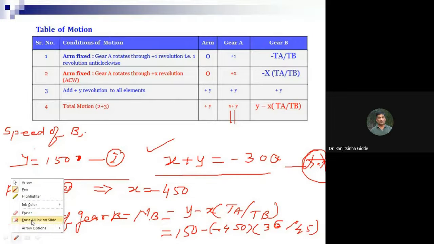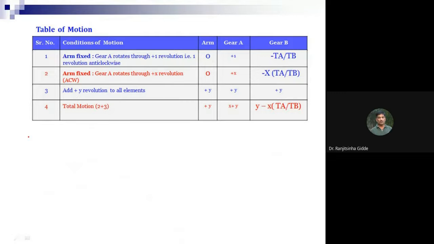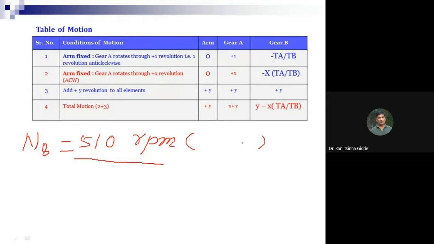So just I will write here the value for that only. So NB is equal to 510 RPM. Positive means, tell me, in which direction is it rotating? It is rotating in anti-clockwise direction. Anti-clockwise direction. So here inside the bracket you can write anti-clockwise direction.